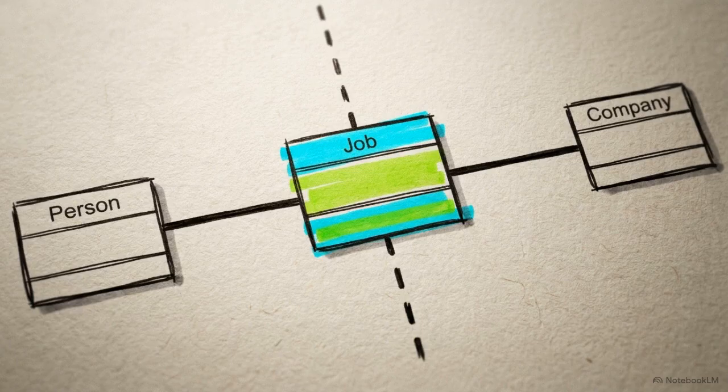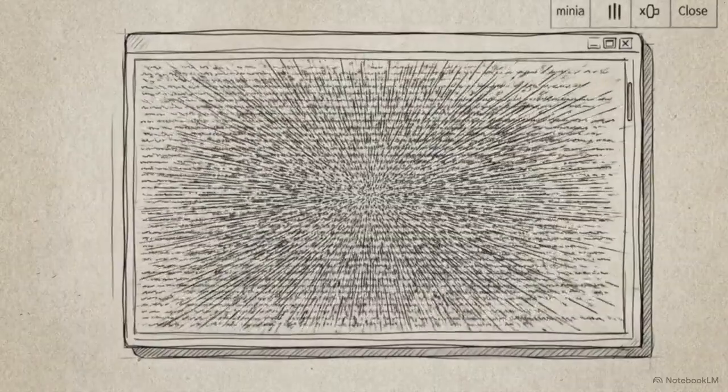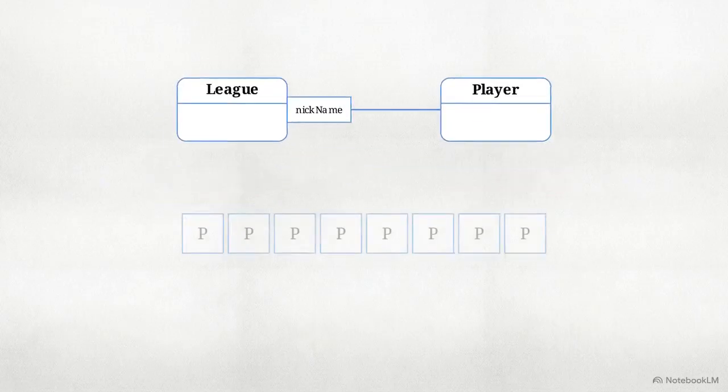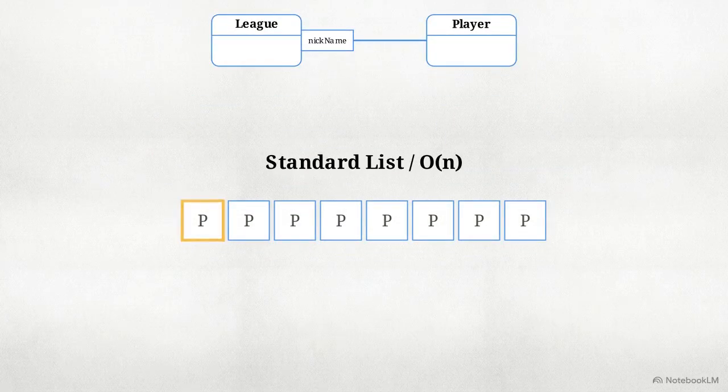As a system scales, iterating through a massive, unorganized list just to find one specific object reference creates a severe performance bottleneck. To solve this, UML uses a qualified association. It introduces a mechanism to extract a unique identifier, like a player's nickname, for immediate direct lookup. Standard lists fail this specific architectural constraint, requiring scanning every element one by one until a match is found.